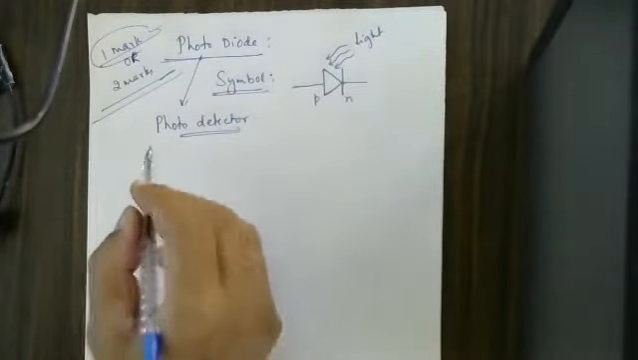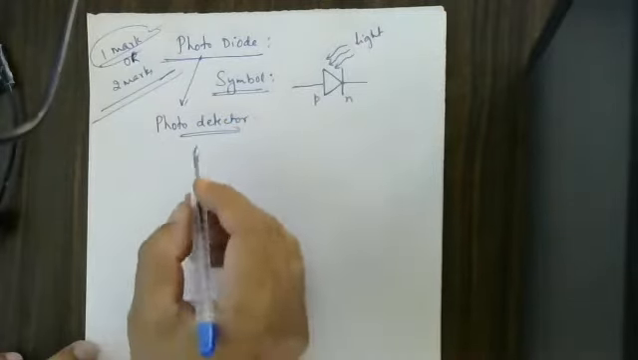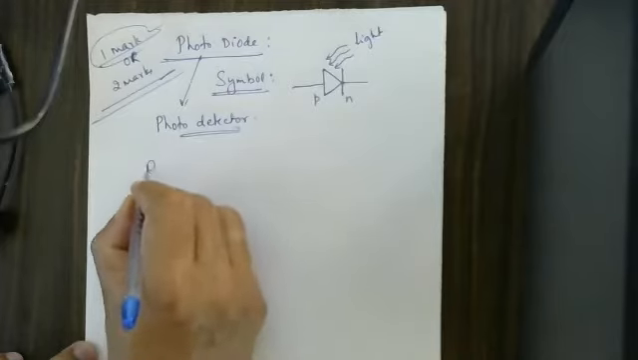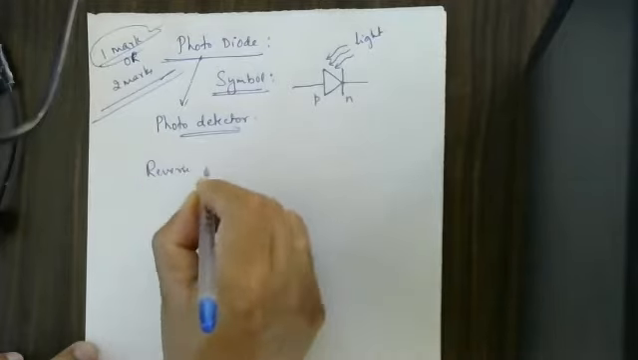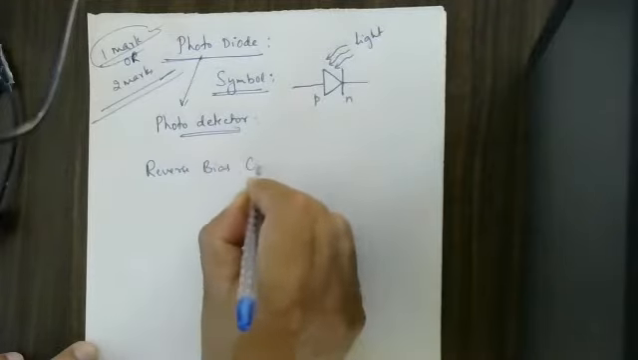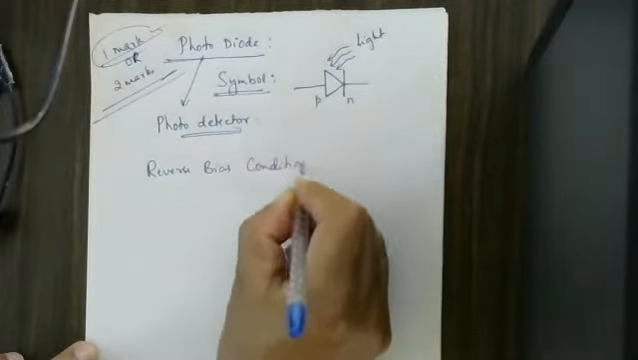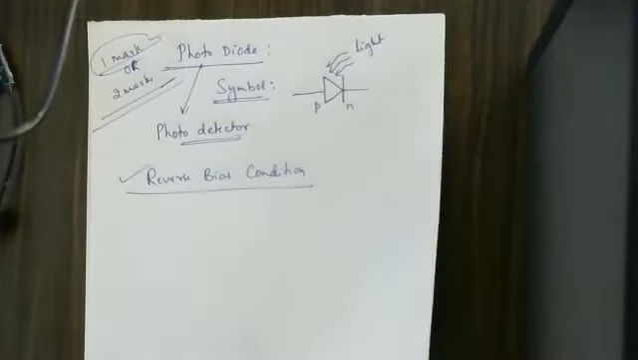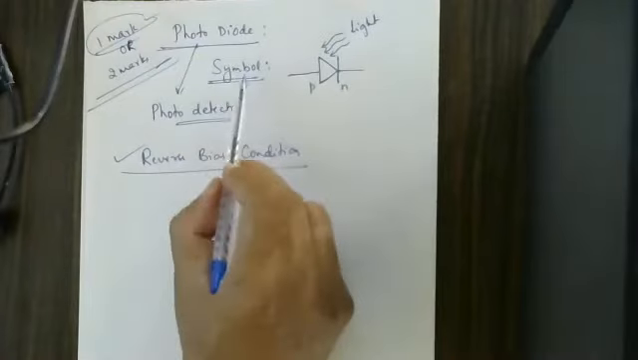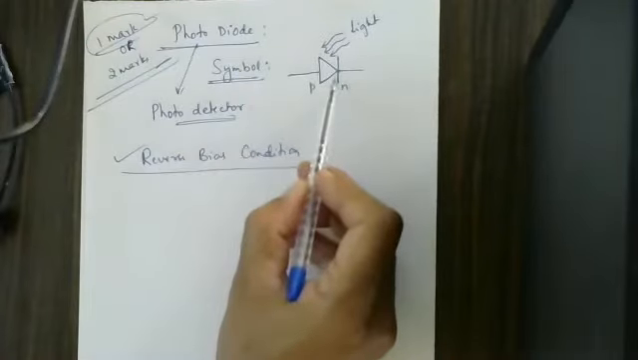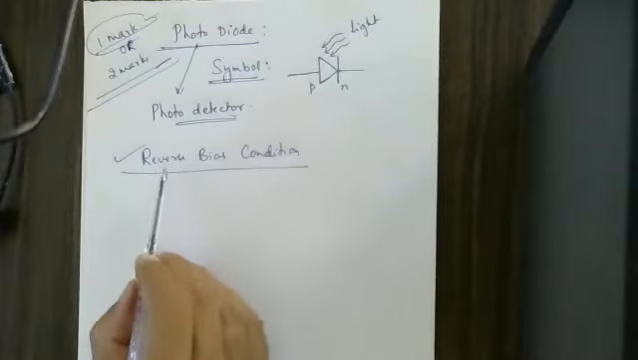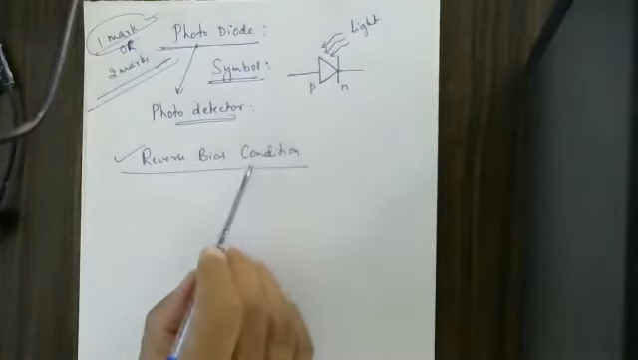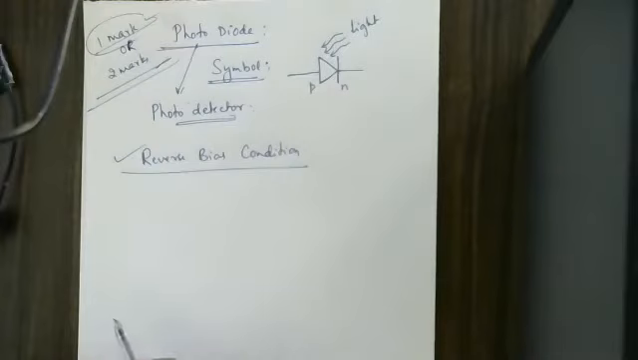Now, photodiode, we connect only in reverse bias. Under reverse bias condition it will work, not under forward bias. This carries 1 mark. So the first concept is to write the circuit symbol for photodiode, 1 mark. Photodiode works under reverse bias condition only, not under forward bias. Then how is it working?